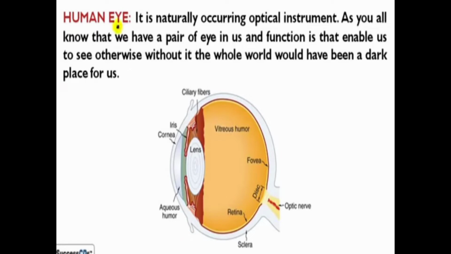Human eye. As we all know, the human eye is a naturally occurring optical instrument and we have a pair of eyes. Its function is that it enables us to see. Without the human eye we can't imagine our life on this earth. Without it the whole world would have been a dark place for us.